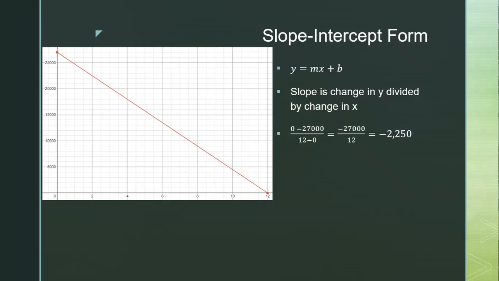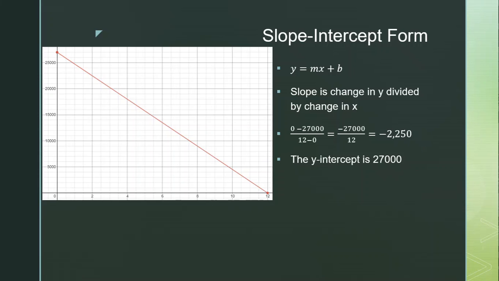So my up and down, my rise, we went down 27,000. So starting at this point over here, 0 minus 27,000, we went down 27,000. My change in x, my run, we started at 0 years and we moved over to 12 years. So 12 minus 0, we get a positive 12. And from there we can divide. And this divides into a slope of negative 2,250.